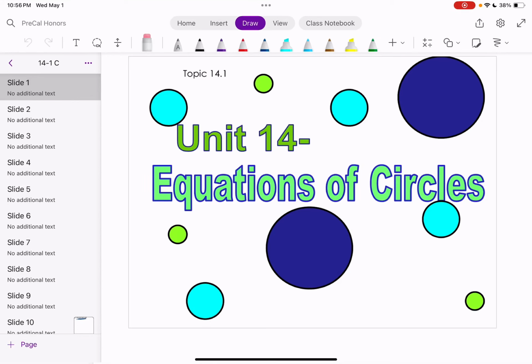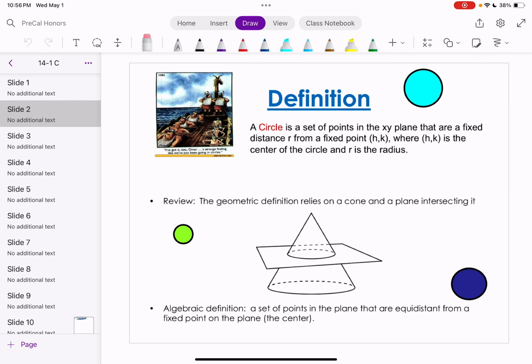Welcome to 14.1 Equations of Circles. We first need to begin with what is a circle and understanding where it comes from. Everything is basically going to be based off of a cone. Now, when we dissect a cone perpendicular, at that point, it will become a circle at where those two intersect.